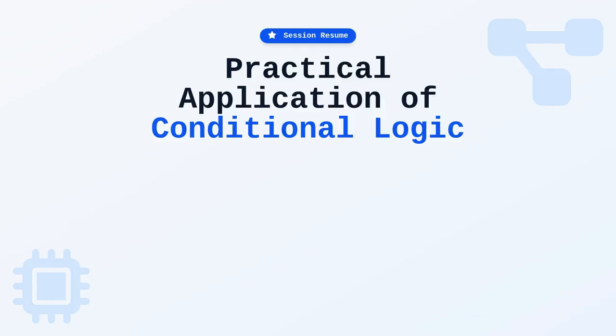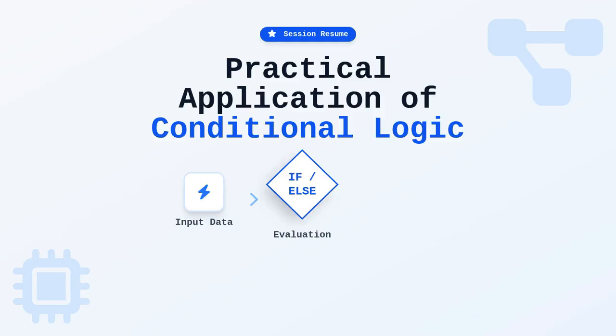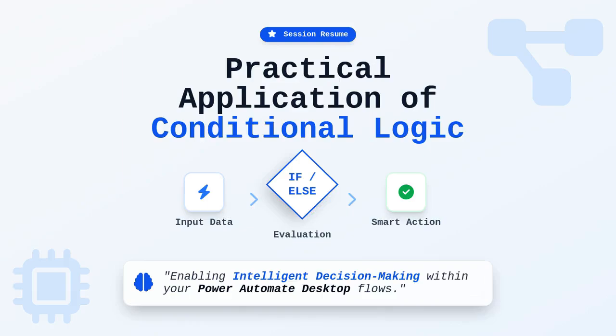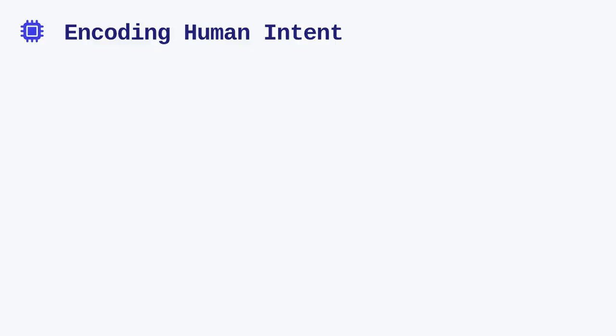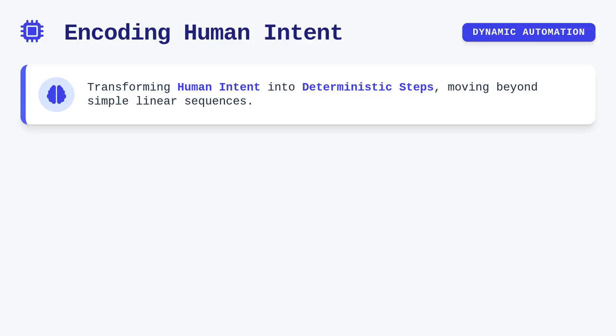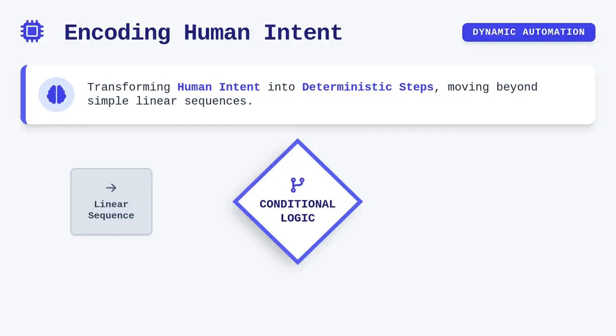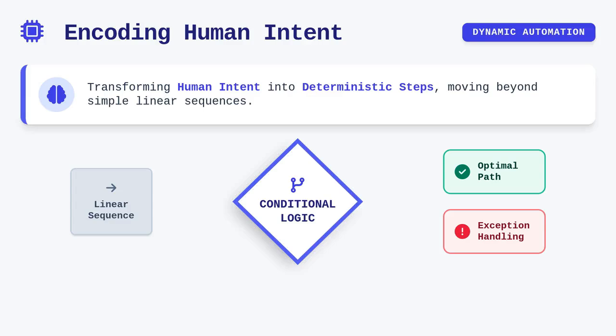Welcome back, as we turn our attention toward the practical application of conditional logic within your Power Automate desktop flows to enable intelligent decision-making. When we design automation flows, we are essentially encoding human intent into a series of deterministic steps. However, real-world business processes are rarely linear. They encounter variations, exceptions, and branching paths that demand more than a simple sequence of commands.